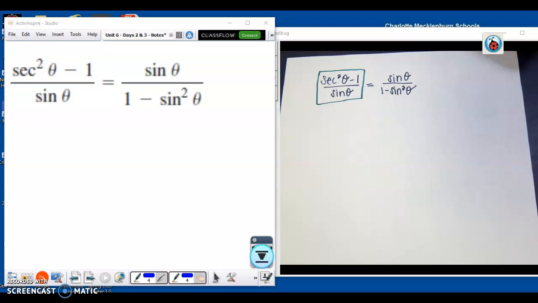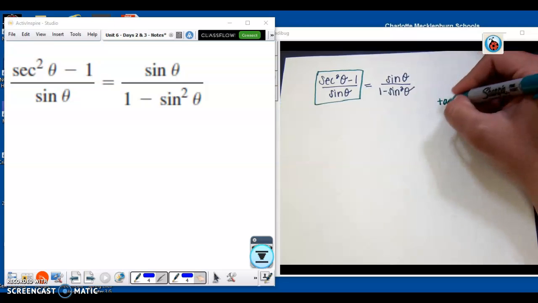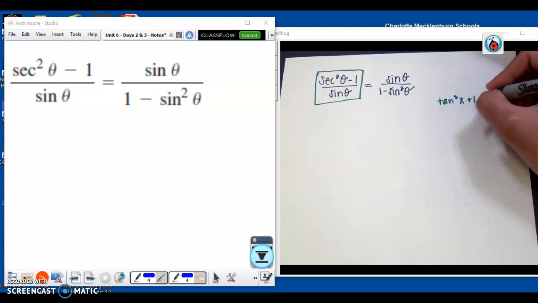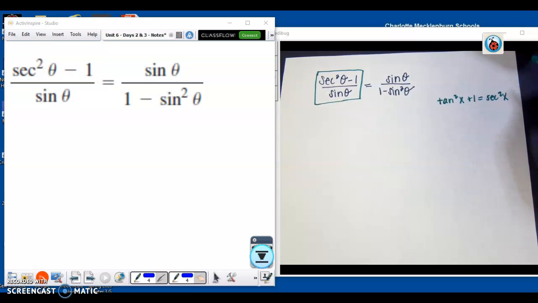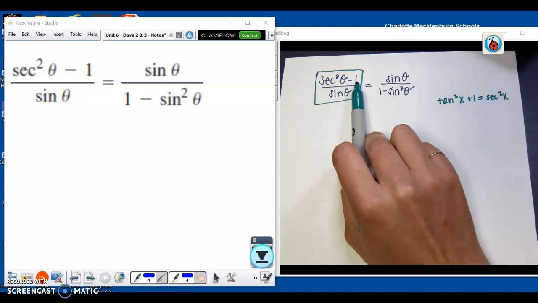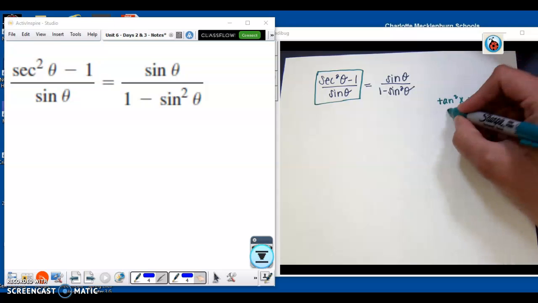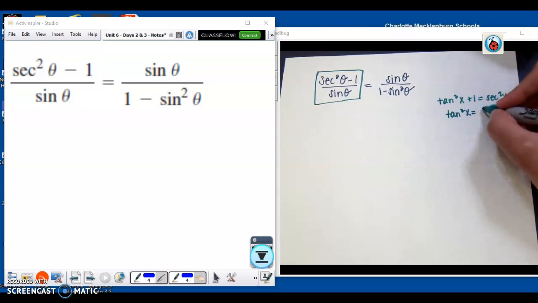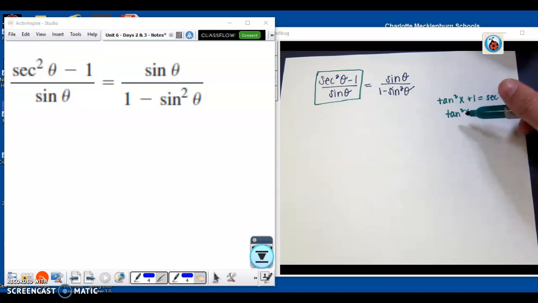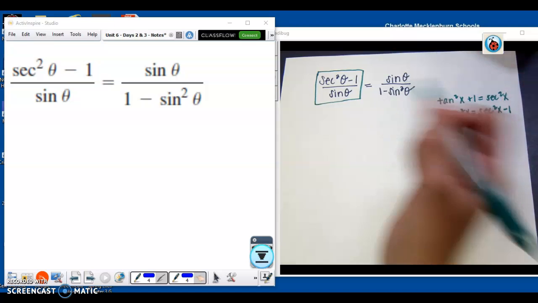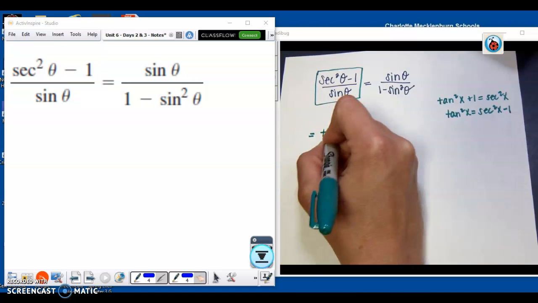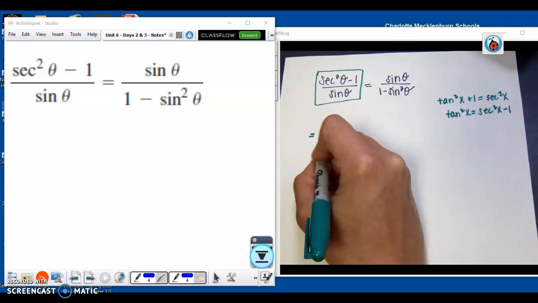So, if you remember, we know that tangent squared x plus 1 is secant squared x. Okay, so because I have this secant squared and I have this minus 1, I want to turn this Pythagorean identity to figure out what this is equal to. So I just need to move over the 1. So this shows us that secant squared x minus 1 is tangent squared x. So I can rewrite the numerator as tangent squared theta. And then I'm going to keep sine theta.